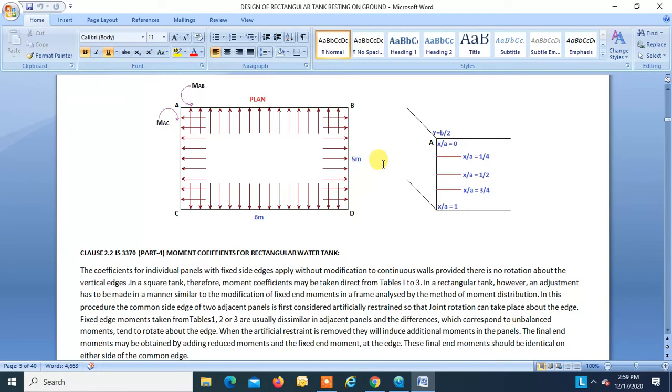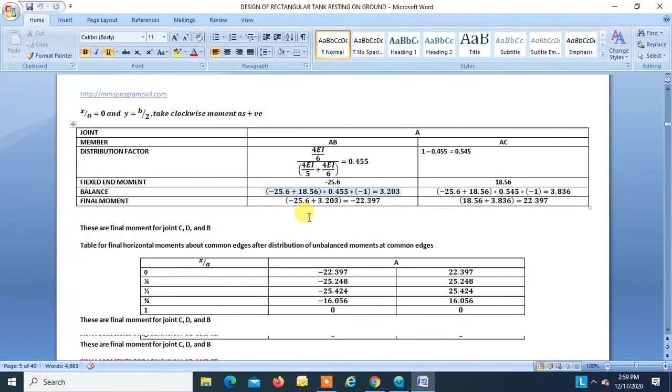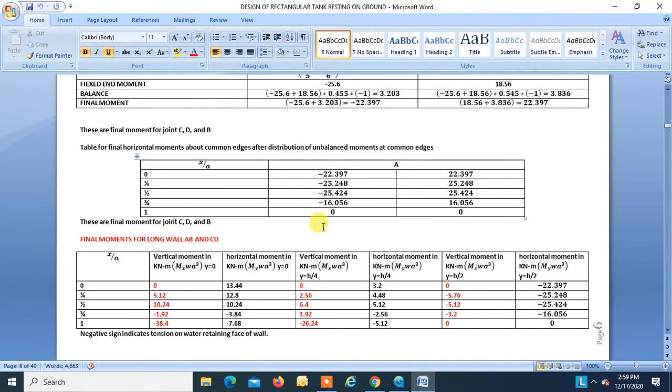Now, as our rectangular water tank is symmetrical about the major and minor axis, whatever final moments we get for A will remain the same for joints B, D and C. Okay, so you just have to find it at one end, and that has to be the same for all the other joints. Okay, so this is what we get. These are the final moments at joints C, D and B, which I explained.